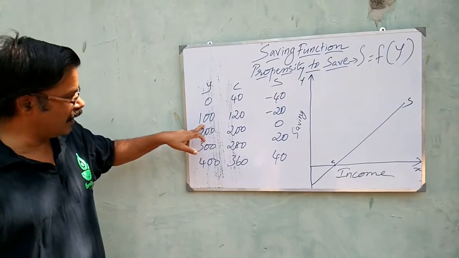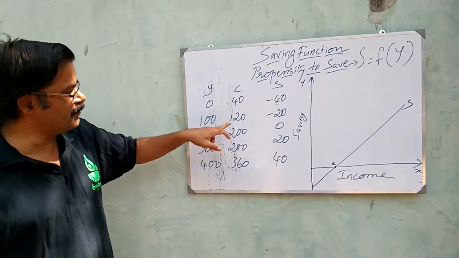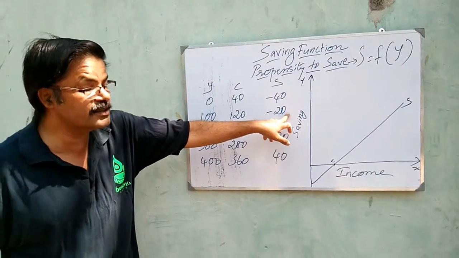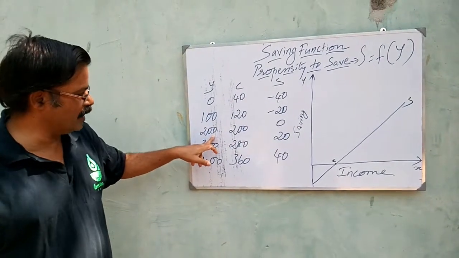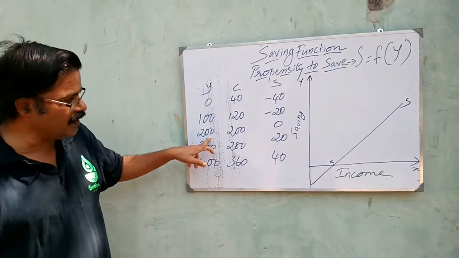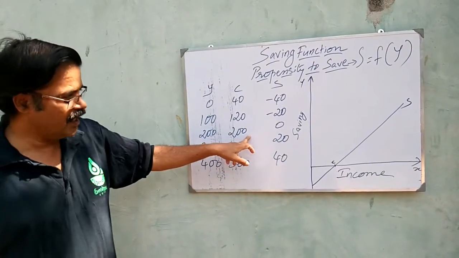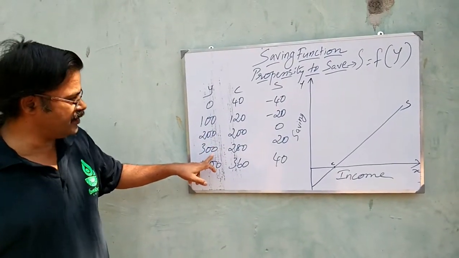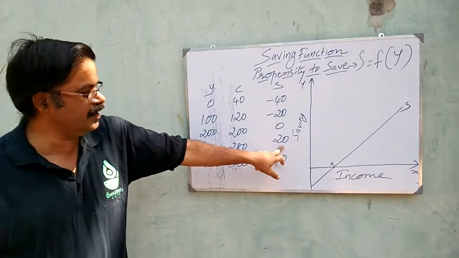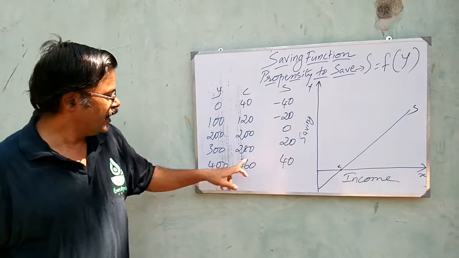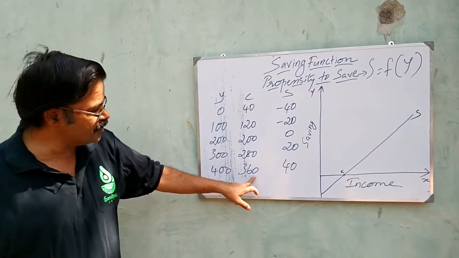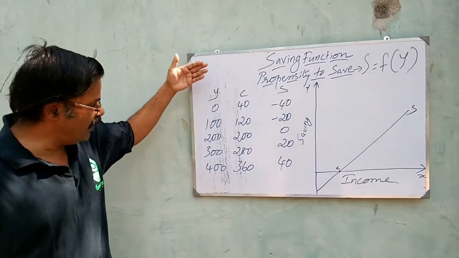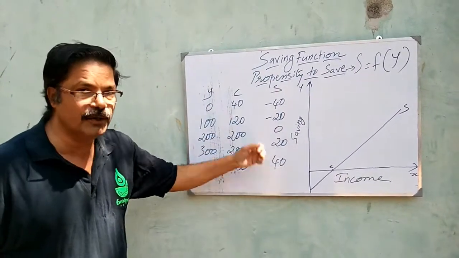Now income increases to 100. Even at this level of income, consumption is greater than income. It is 120, so saving is minus 20. There is dissaving. Now when income increases to 200, consumption and income are equal. You call it break-even point. At this point, saving is 0. Now income increases to 300, consumption is 280. So here you can see saving is there, it is 20. Now when income increases to 400, consumption is 360, saving increases to 40. So you can understand that as level of income increases, saving also increases.